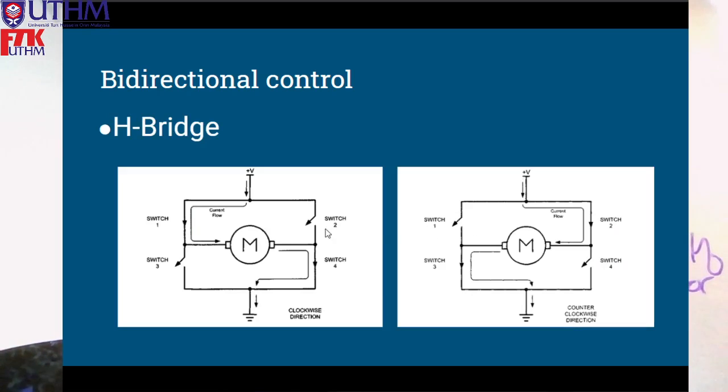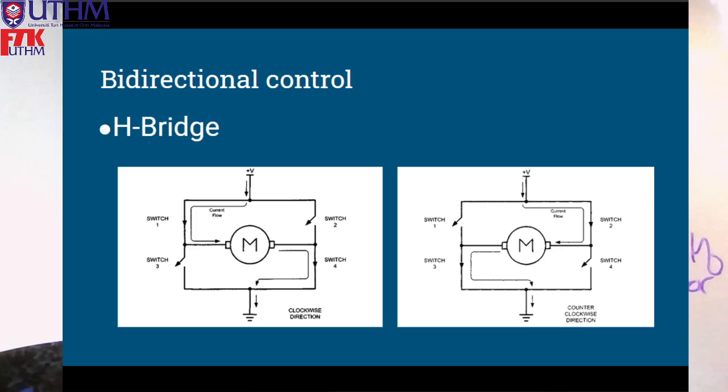Okay, for example, you look at your left here, right? This is the first direction. You switch on switch number 1, and then you switch on switch number 4, right? So the current will flow this way, from the left to right, and then go to the ground. Make sure switch 2 and switch 3 are open. Okay, right? So this is the first direction.